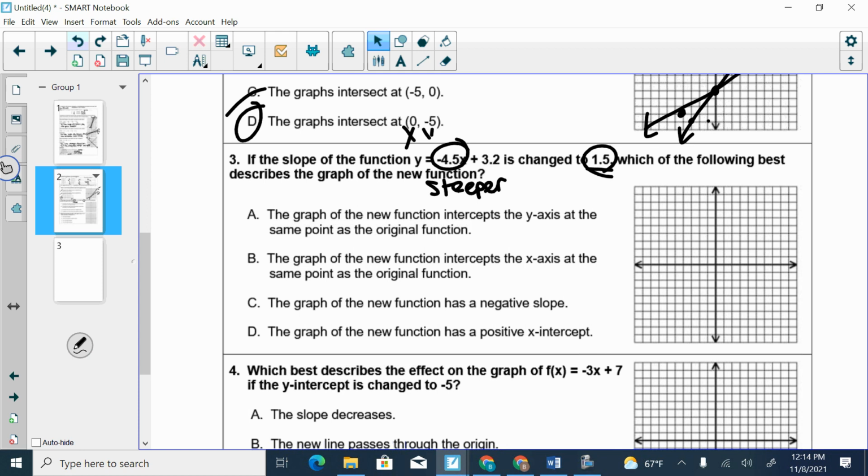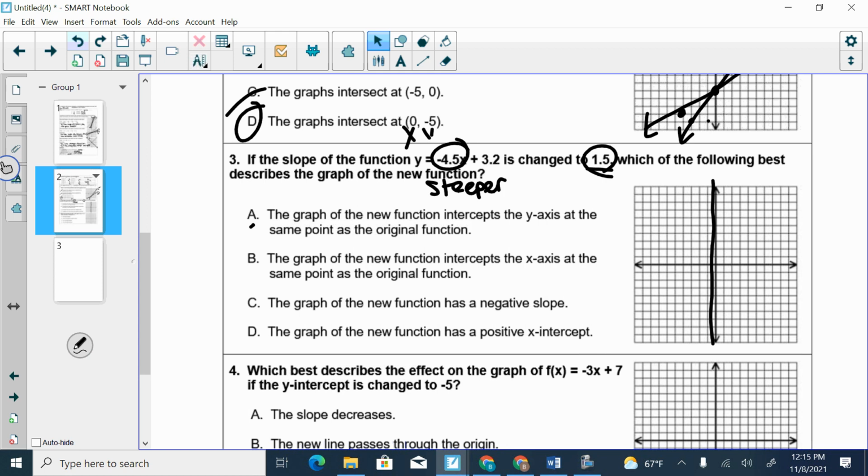Okay? It says that the new function intercepts the x-axis at the same point as the original function. Okay, so can we see that from what we have right now? So it intercepts the y-axis. Which one's our y-axis? Which is on this line, right? So do they both start at 3.2? So that sounds pretty good, right? So it could be this one.